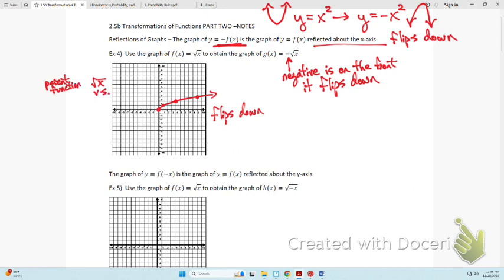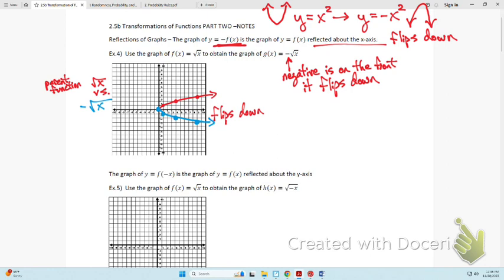Versus this new transformed function that has a negative on the front. So if I plug in 0, I still get 0. If I plug in 1, this time I get negative 1. If I plug in 4, I get negative 2. If I plug in 9, I get negative 3. And there's our graph. Feel free to use the calculator or do it in your head. It is up to you, but I need to see coordinates.